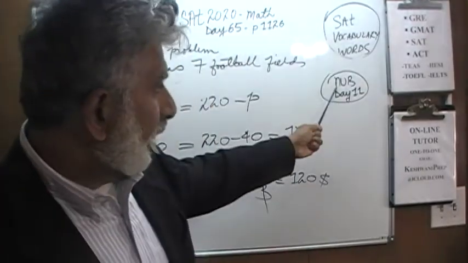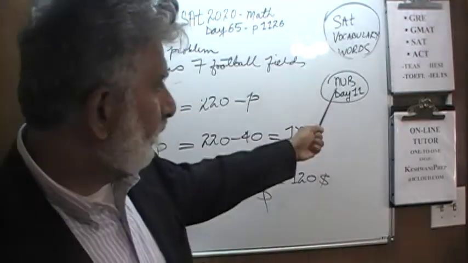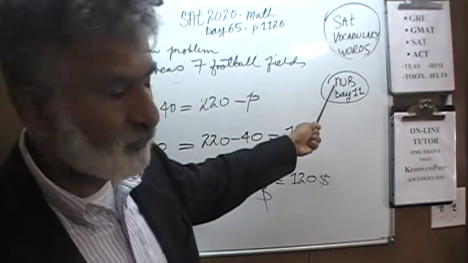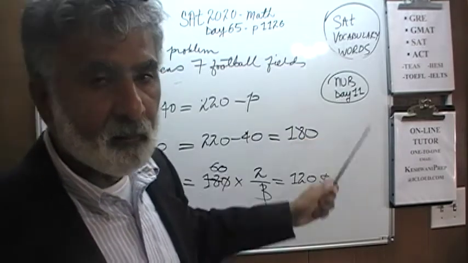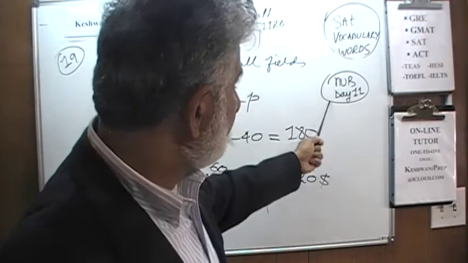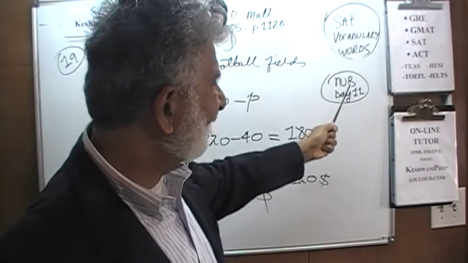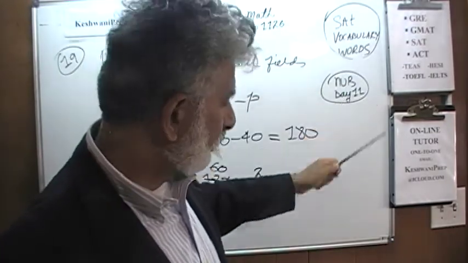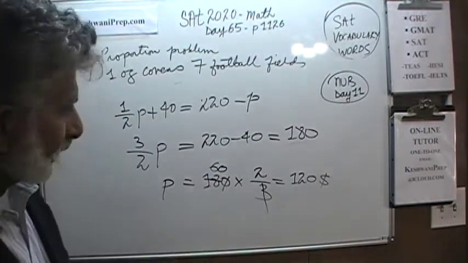The nub of the problem, N-U-B, nub, the gist, the essence of the problem. I don't write down the entire problem. Nub is a word that we learn in our vocabulary lessons on day number 11. If you want to improve your vocabulary, and if you want to get a decent score in the verbal part, you must work on the vocabulary. Just search for SAT vocabulary words, day 11. Watch that video and you will learn the word nub. So I just give you the gist of the problem, the nub of the problem.